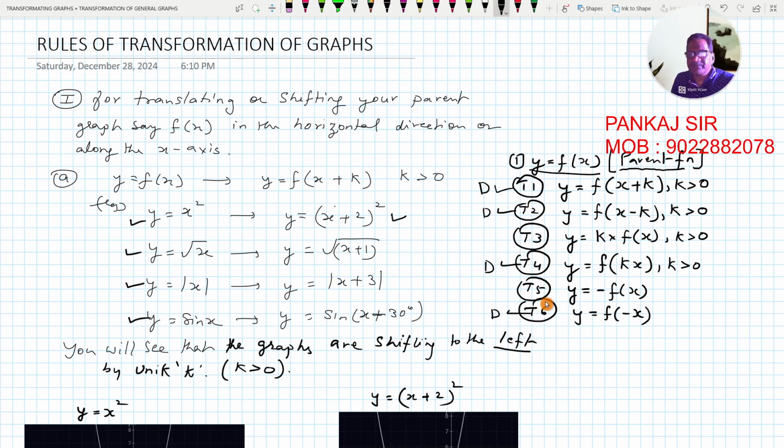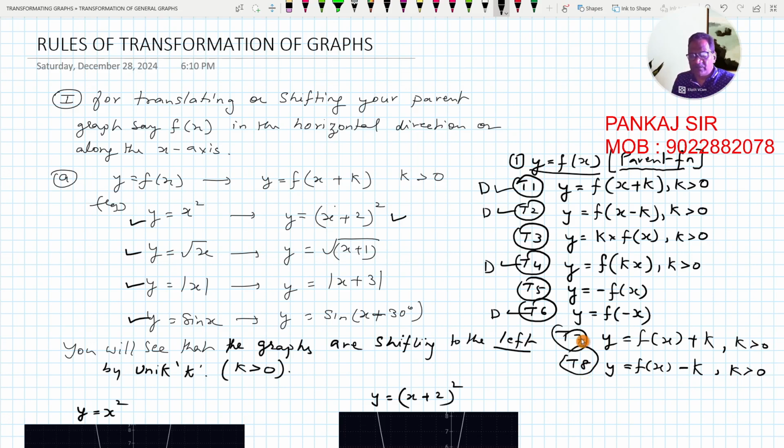Well, now, I just skipped two more. So there will be T7 and T8. Two more transformations will be y = f(x) + k, and y = f(x) − k, again k greater than 0. It has to be positive. So in total you have 8 transformations now.